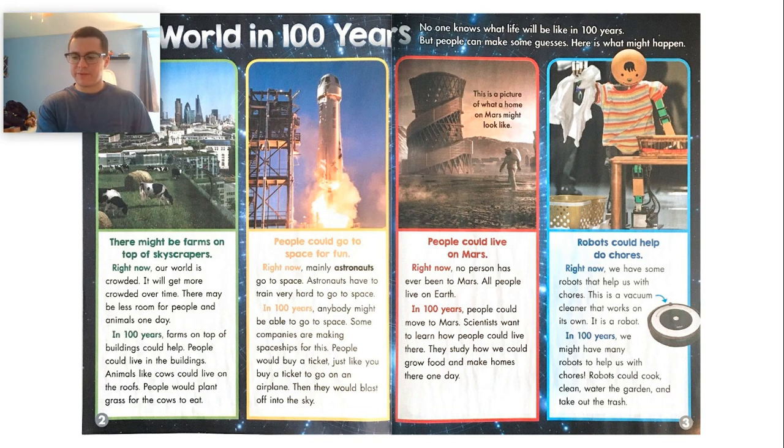All right, so where might we find farms in 100 years? Well, there are four sections in the inside of this article. And the one that looks like it would give me the answer to that question is this first section right here, because I see some cows and I know that cows are typically on farms. And I can see right here the heading says there might be farms on top of skyscrapers. So the heading actually gives us our answer. There might be farms on top of skyscrapers. So where might we find farms in 100 years? On top of skyscrapers. So we might find farms on top of skyscrapers in 100 years.